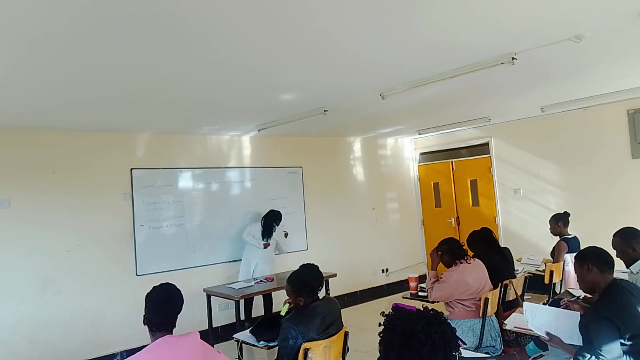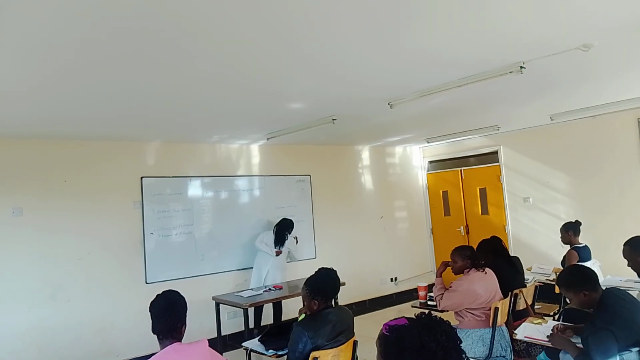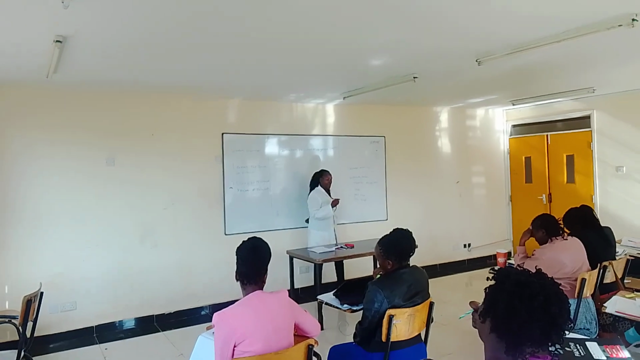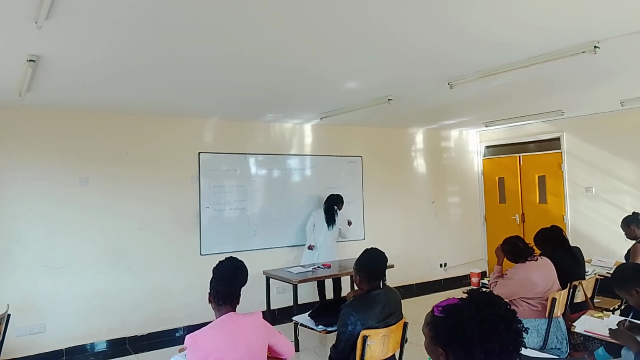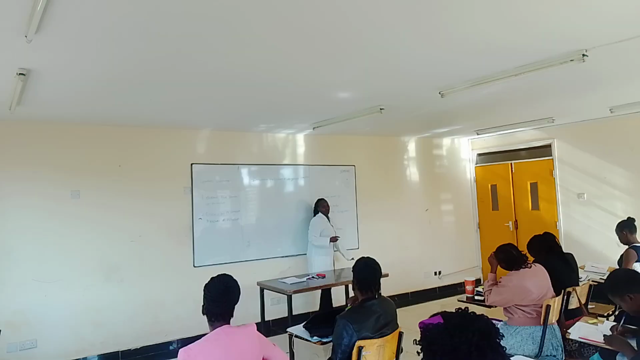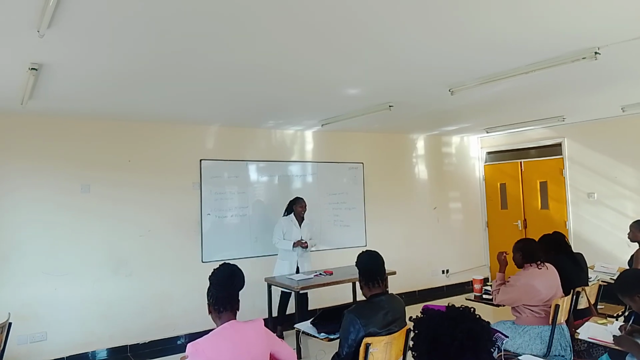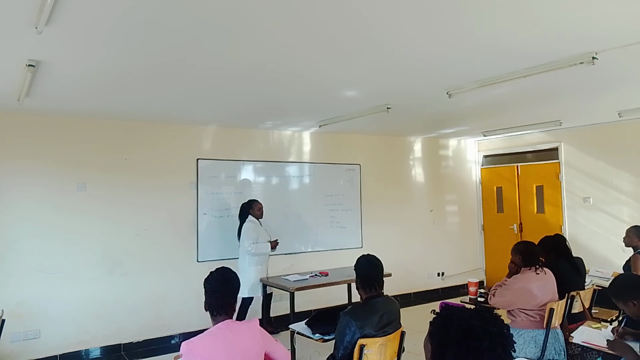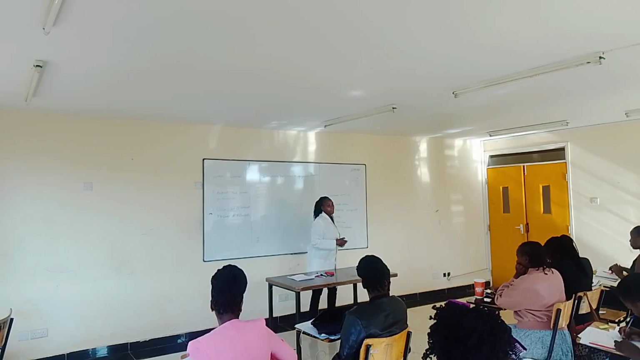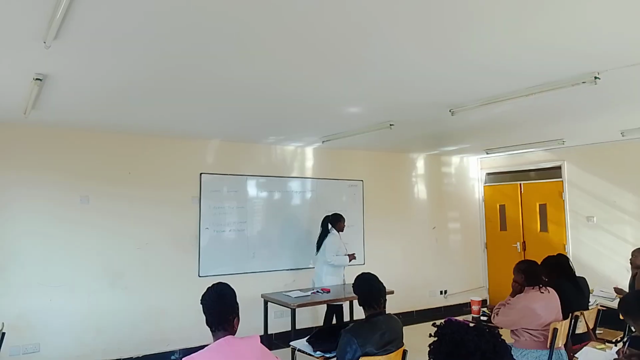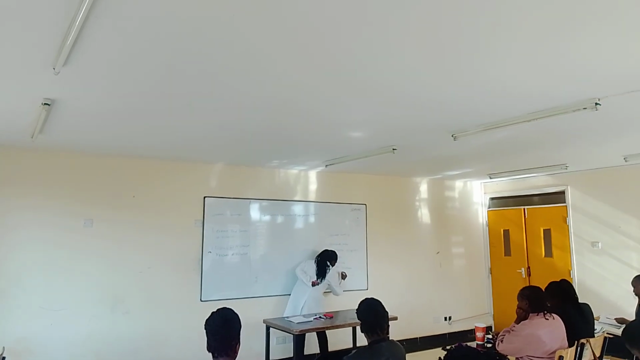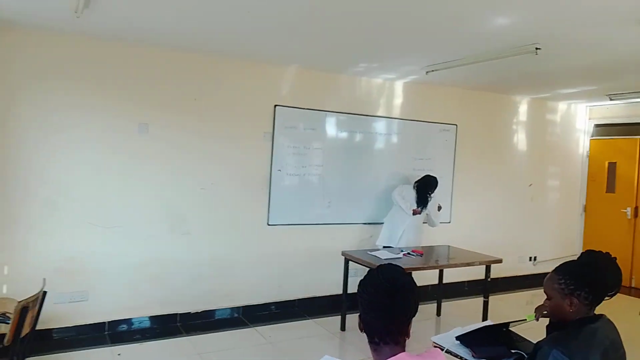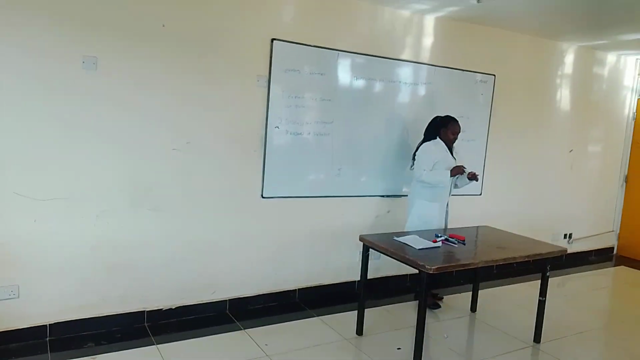The next person. Mention a type of pollution and explain. Okay, air pollution is the contamination of the air by harmful gases, smoke or gases. Very good. Give me an example of water pollution. Sewage discharge. Yeah, very good. The next person. What is pollution? Introduction of harmful substances in the environment.